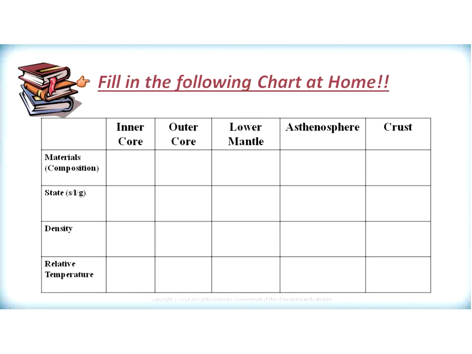For homework, before next class, you can take the following chart and fill in the missing parts. We're looking for the materials that make up each of the layers, the state of the layers, the relative density of each layer, again, low to high, and the relative temperature of each layer, low to high. Fill these in the chart for homework.